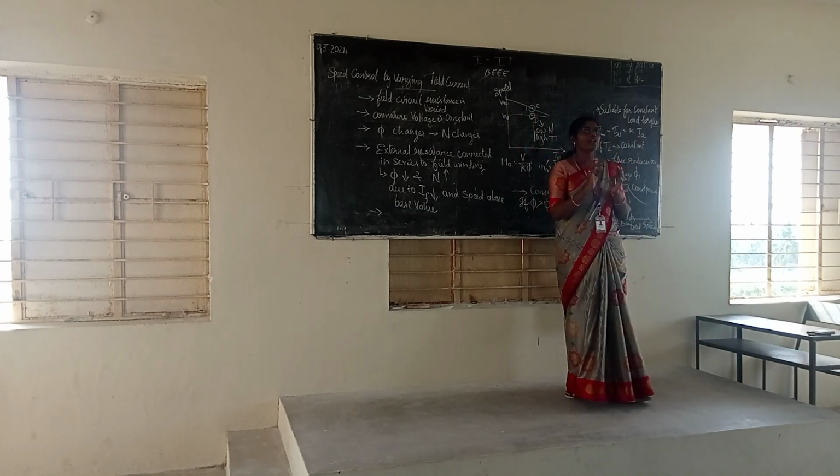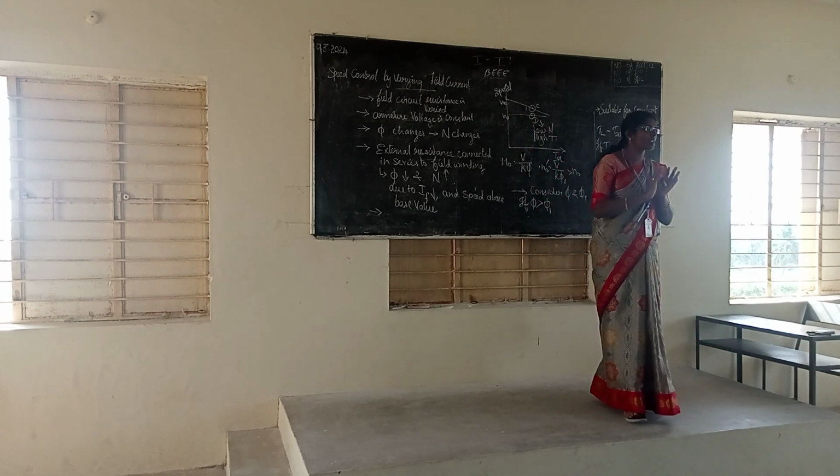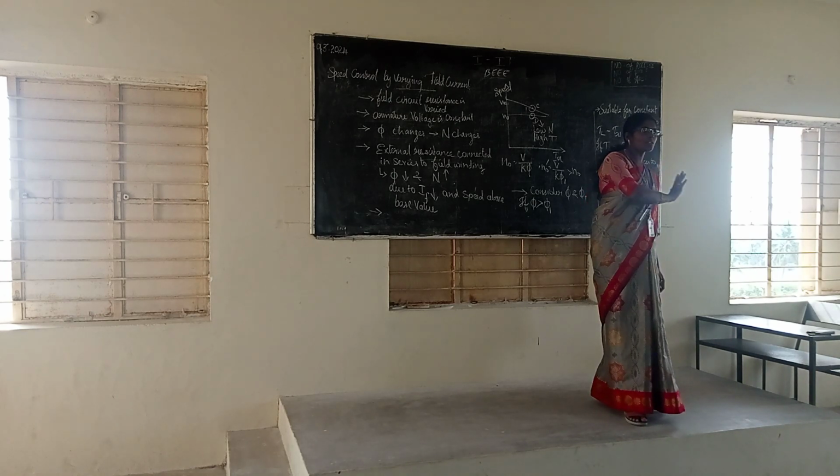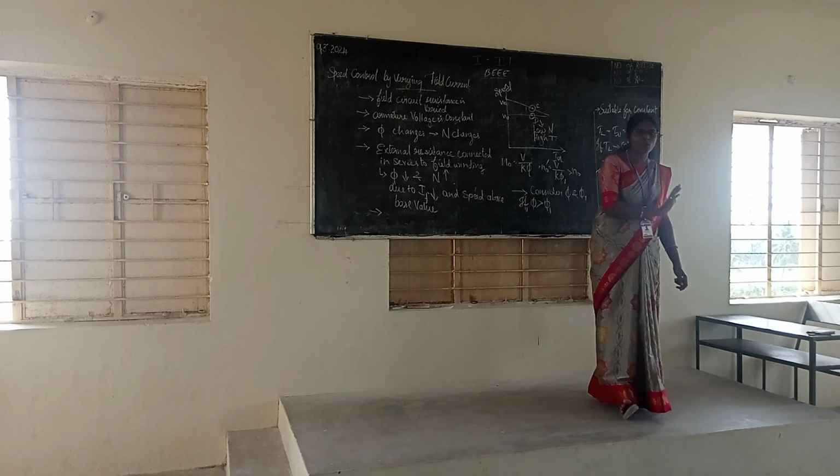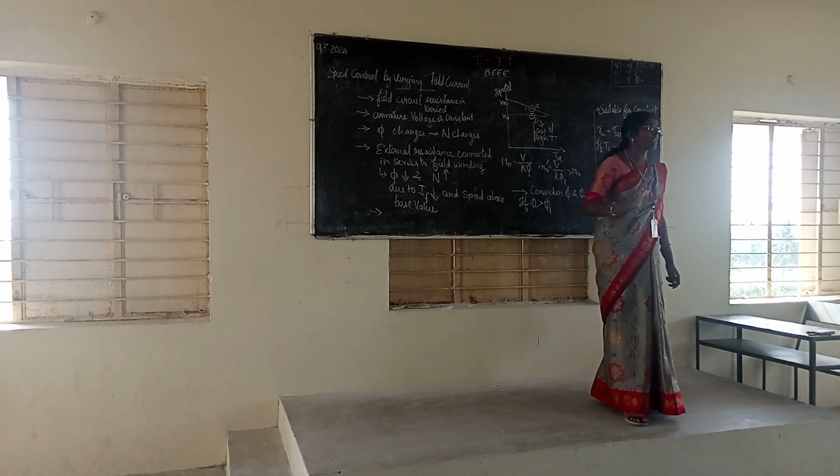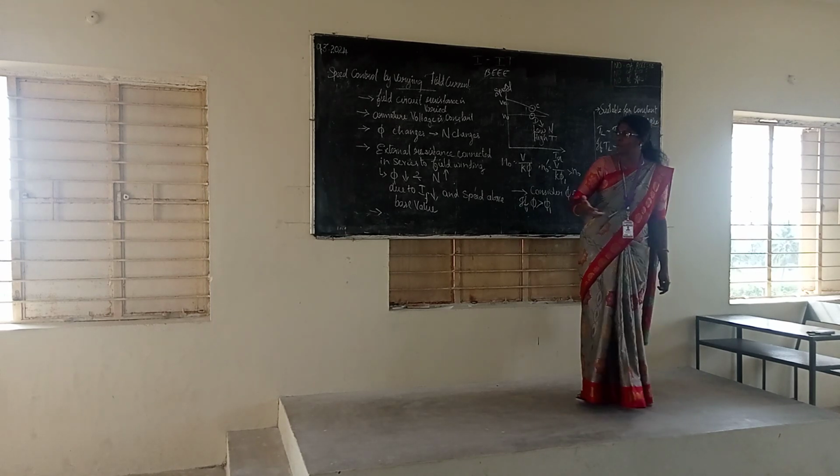So the first point: we are going to change the value of resistance in the field circuit. Next, what is kept constant? The armature side I am not going to touch. That is kept constant. The armature voltage is constant, and the field current has to be varied. How can it be varied?